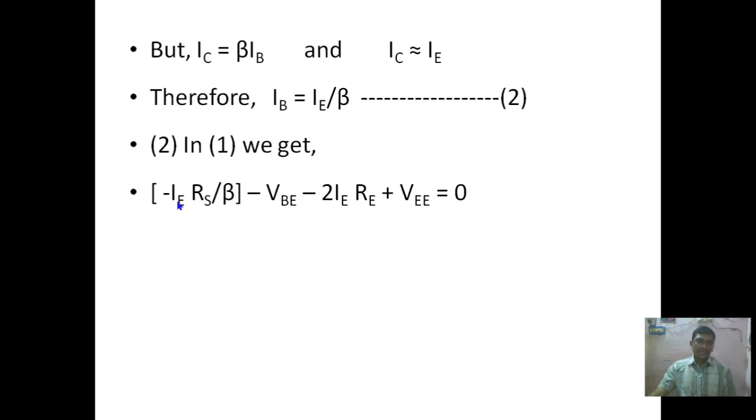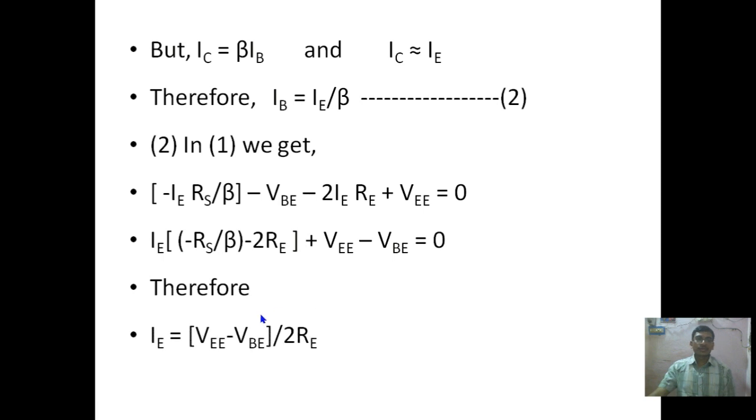So here you can observe, there is one IE, and this term also contains IE, so we can take IE as common. If you take IE as common, in this term we get minus RS by beta, and in this term we will get minus 2RE. Plus VEE is already there, and minus VBE is equal to 0.